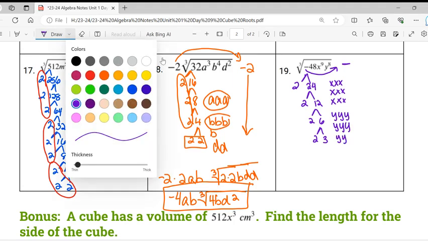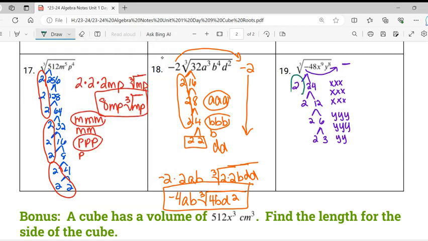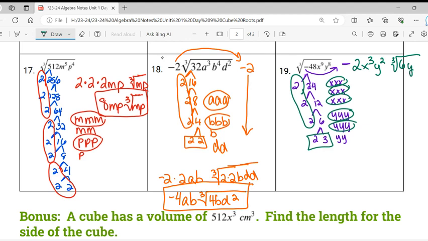As we circle, we have a triplet pairing there, so that's also outside the radical. We have 1, 2, 3 triplets here. That's x to the third outside the radical. We have 2 sets of y's, so that's y to the second power outside the radical. When we look at what stays in the radical, we have a 2 times 3, which is 6, and we have 2 y's. That'll be y squared. Our final answer for this is -2x cubed y squared, cube root of 6y squared.